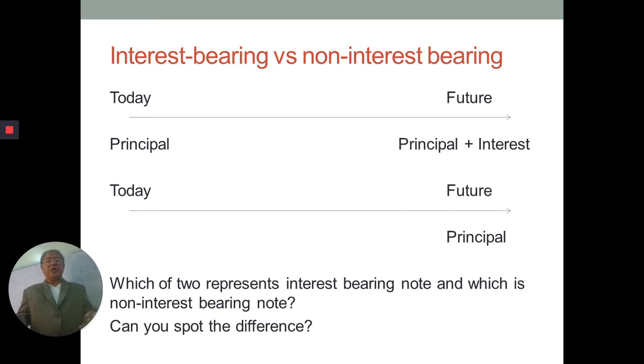Now, for the interest-bearing note, there seems to be no problem because the future value of the obligation is the principal plus the interest. But for the non-interest-bearing obligation, the principal is a future value. Why is the principal a future value? Because the principal already includes the interest. So what are we going to do? We have to find the present value of the obligation by discounting the principal amount to its present value. The amount that is due sometime in the future, how much is it today? That is where we will use the present value.